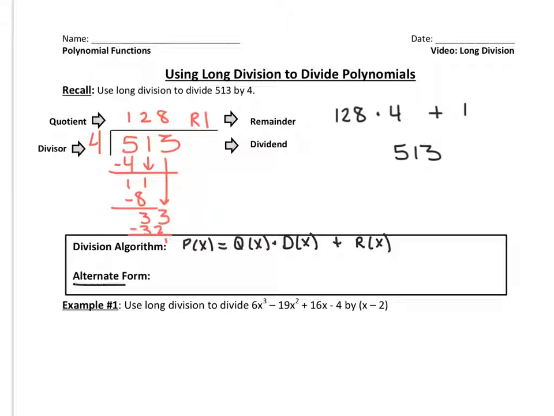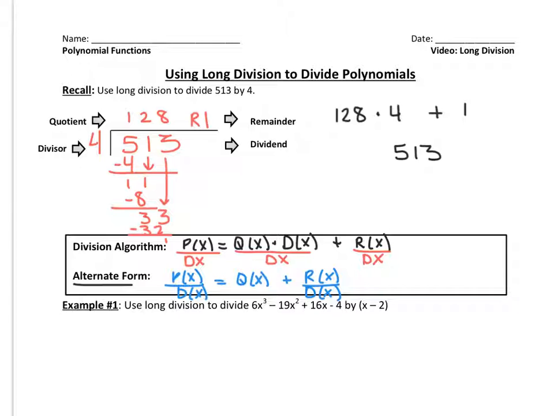There is an alternative form to it by simply dividing the entire parts of this equation by the divisor, d of x. Now this alternate form is what we're actually going to use. So basically, if I take any polynomial p of x and divide it by some divisor, it's going to equal the quotient q of x plus r of x, the remainder, over d of x, the divisor. So the reason why this part here was only q of x was because these two canceled.